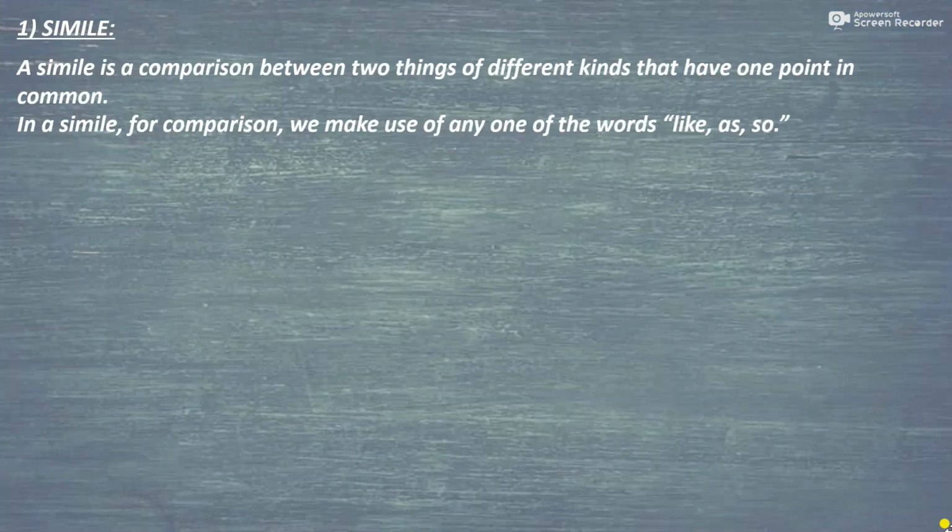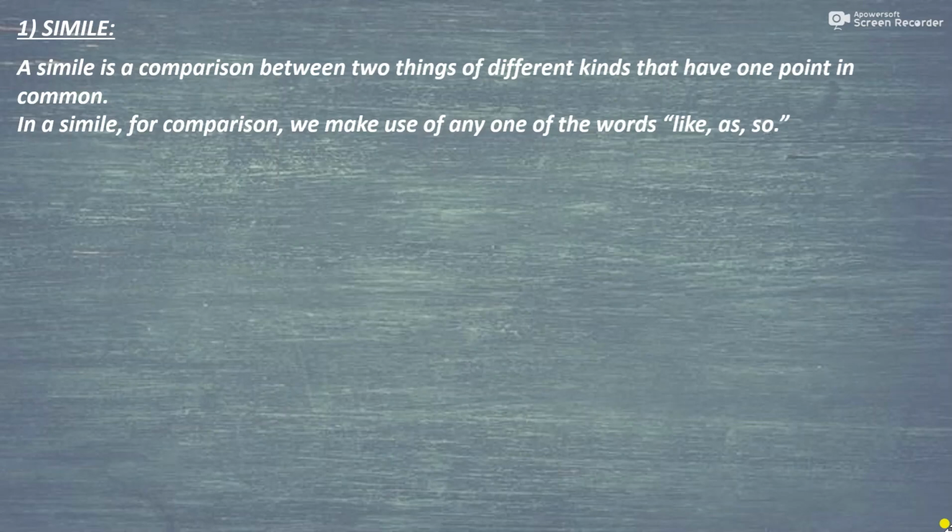So the first one we have here is called simile. So what is a simile? A simile is a comparison between two things of different kinds that have one point in common. In a simile, for comparison, we make use of any one of the words like, as, or so. Whenever we are trying to compare two different things on the basis of one common quality or one common point, then we say the figure of speech is simile.